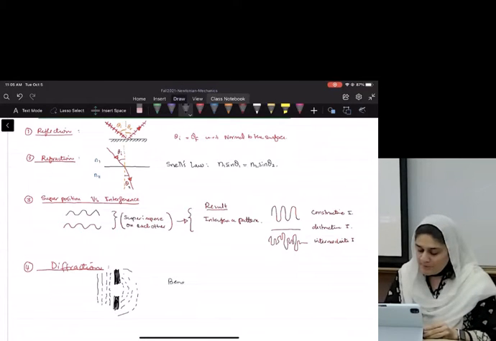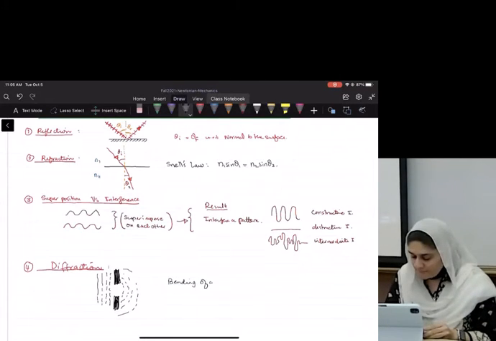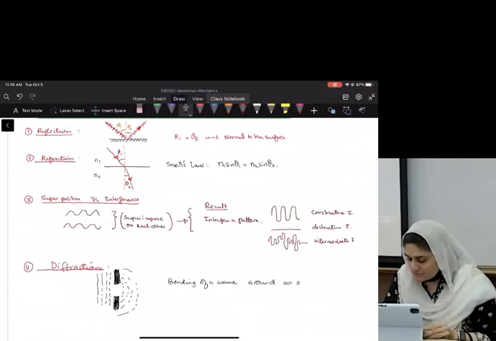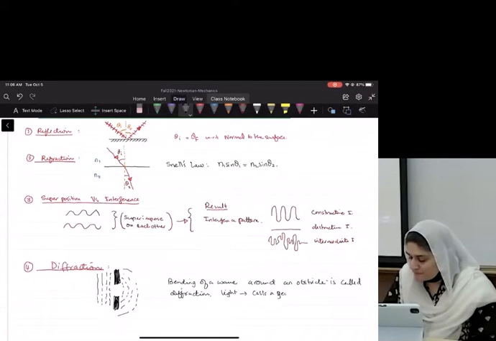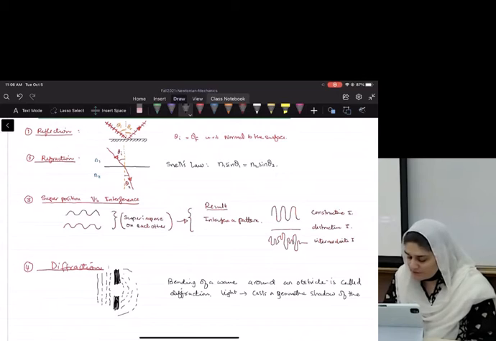Bending of a wave around an obstacle is called diffraction. For light, it casts a geometric shadow of the obstruction.